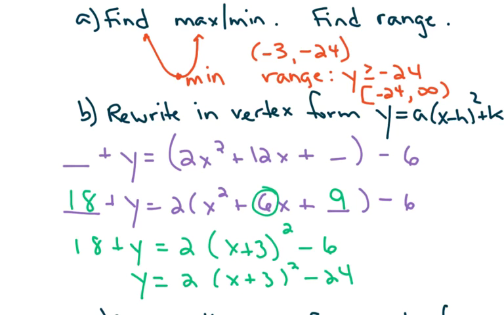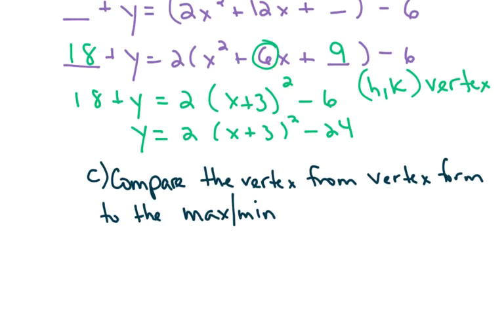The nice thing about vertex form is that h comma k is the vertex. So I want you to notice that the vertex is at negative 3, negative 24, which is the same as we got when we graphed it and used the minimum function on the graphing calculator.